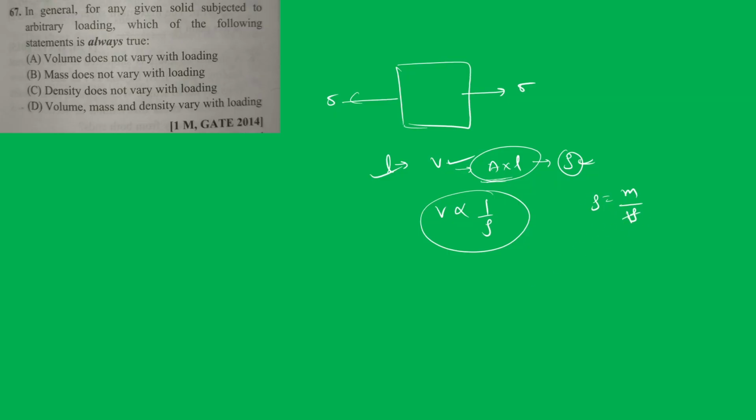How can I write it? Okay, wait. So density is equal to mass per unit volume. There is only one thing that is not changing, and that is the mass of the object. If this particular object is 1 kg, and you stretch it or compress it, this 1 kg will remain unless you cut out some part and remove it. So the mass remains constant. Mass does not vary with loading.